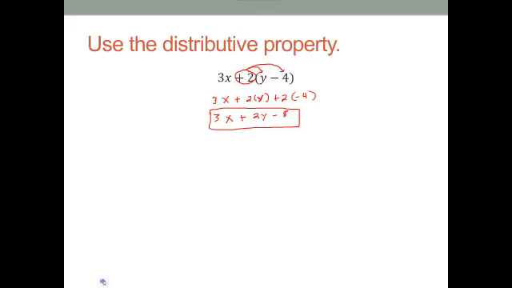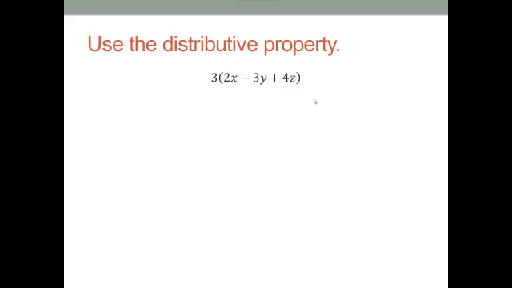Okay? All right, let's have a look at this one. We have 3 times 2x minus 3y plus 4z. So we're going to take this 3 that was outside of the parentheses, and we're going to distribute it to each one of the terms on the inside of the parentheses. So again, if you want to expand it out, that would look like positive 3 times 2x plus 3, since the 3 was positive out here, times negative 3y. And then again, positive 3 from the outside there, times the positive 4z.